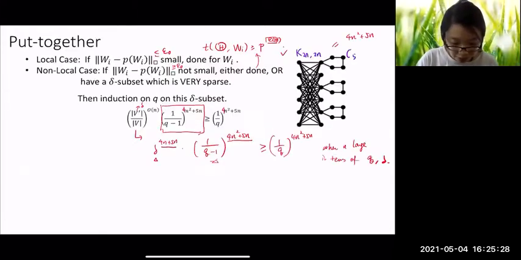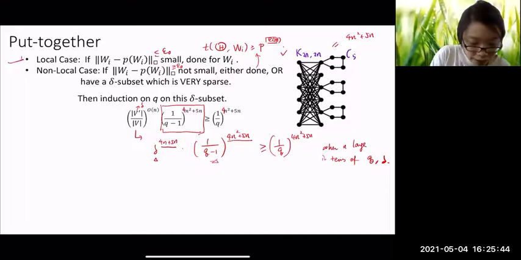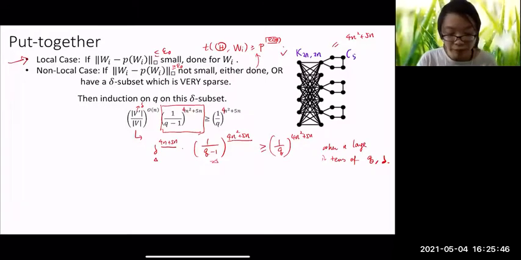And basically, this is the idea of how we put the non-local case and the local case together. So in summary, the non-local case is easier for us to handle because we can get a boost either from the edge density or from the C4 count in this graph. And the local case is hard to prove, and I haven't really talked about the proof of the local case. But this is how we put these two things together to get the full proof of our theorem.